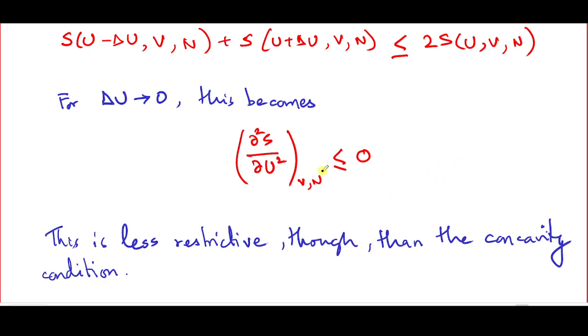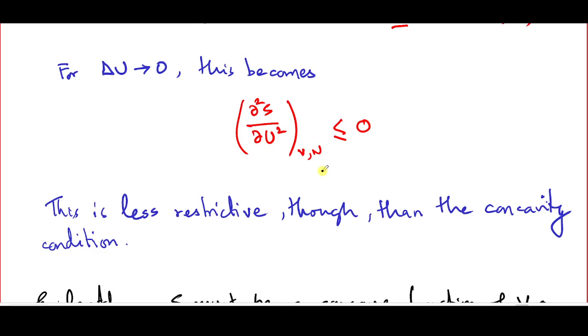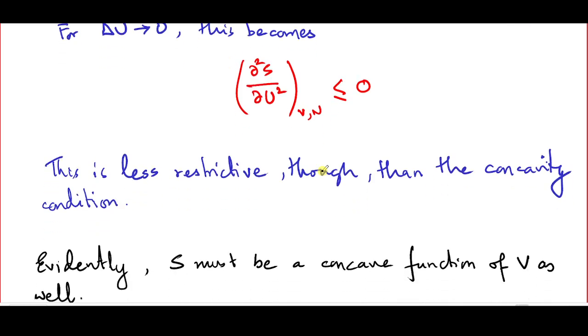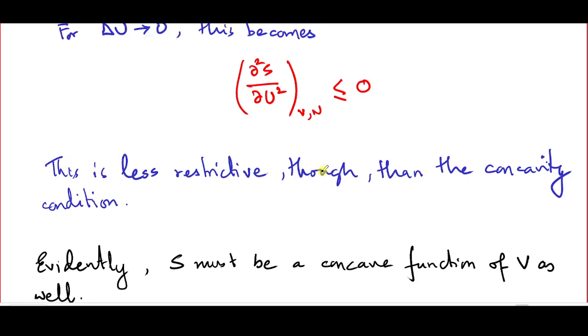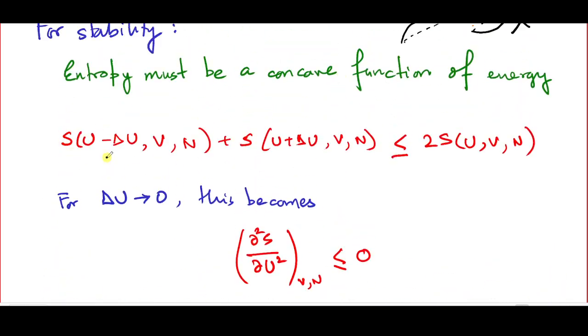However, the concavity condition is much more general. It does not talk of slightly moving away from U. Delta U in this expression can be large. So, while this is a very convenient thing to talk about, the actual stability condition is given by the full concavity condition. We will soon see the reason why the difference is important.